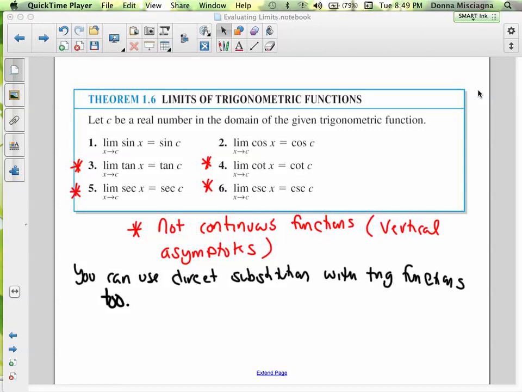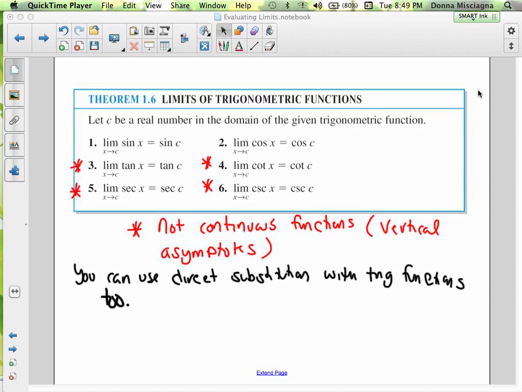Welcome back. So now we're going to be using direct substitution with trig functions. Let c be a real number in the domain of the given trig function. So long as the value that x is approaching is a real number and it's in the domain of the function, you can use substitution as well. So you can use direct substitution with trig functions too. And I have this in your notes.